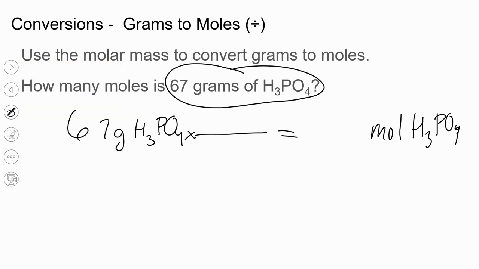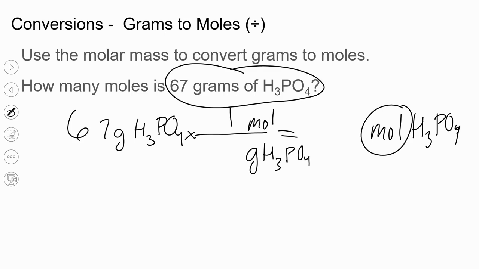Okay, thanks for catching those errors. I appreciate that. So we just need the molar mass. We need something that has moles. Moles needs to go on the top because I end up with moles. So for 1 mole, I need to know how many grams of phosphoric acid.